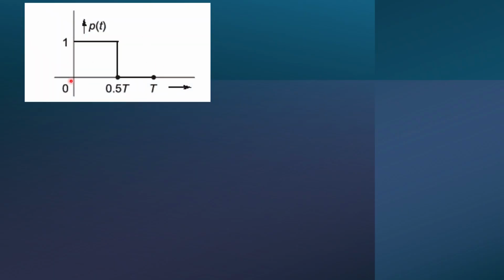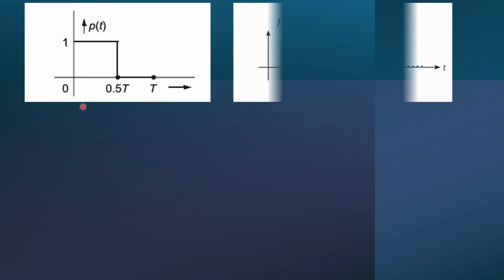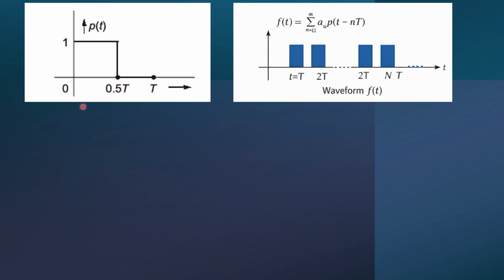So this is your P of t, right? If you remember the question, it is given that P of t has the value 1 between 0 and 0.5 t. Remaining, it will have 0 only, right? So now how will you find the mean?